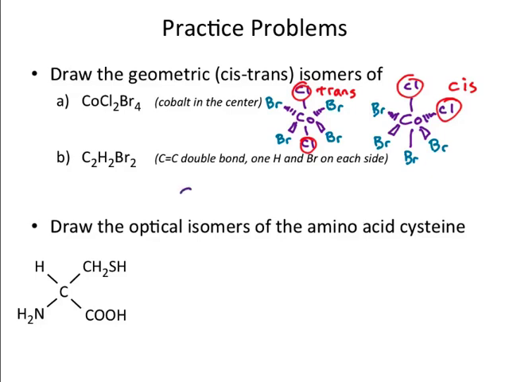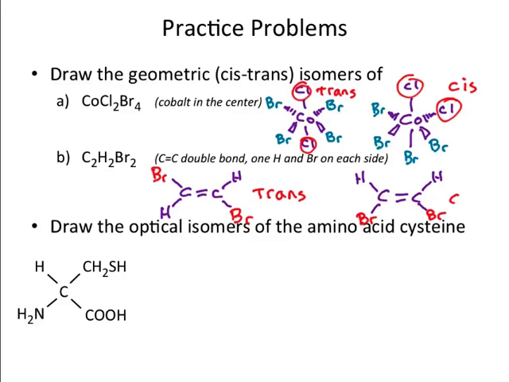Okay, for the next one, it says there's a carbon-carbon double bond in the middle, and then a hydrogen and a bromine on each side. Okay, so I did it this way, where I put the hydrogens across from each other, and the bromines are across from each other. And so then this makes this trans across this double bond. And then the other option is to put the two hydrogens on the same side of the bond and the bromines on the same side of the bond, and that makes this one on the right cis.